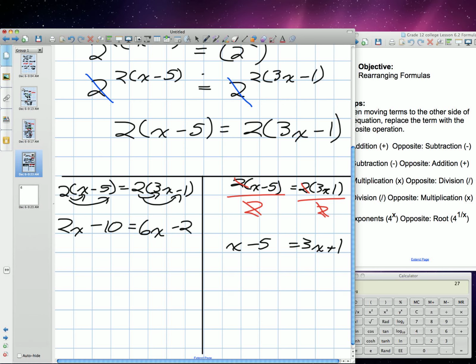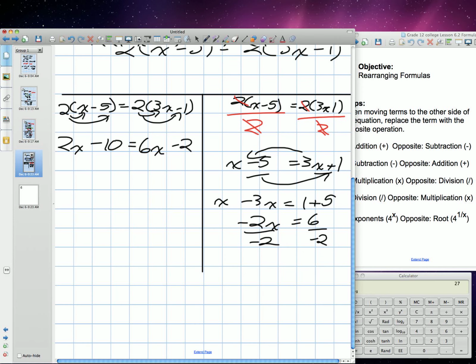Okay. I'm going to move all the x's to one side of the equation. So I'm going to move my 3x over here. And I'm going to move all my constants to the other side. So I'm going to move my negative 5 to the right. So we'll get x minus 3x is equal to 1. Now this negative 5 becomes plus 5. x minus 3x is negative 2x is equal to 1 plus 5 is 6. We divide both sides by negative 2. We're going to get x is equal to negative 3.